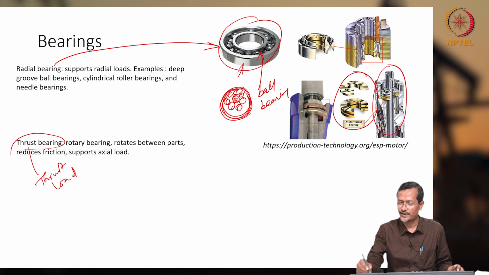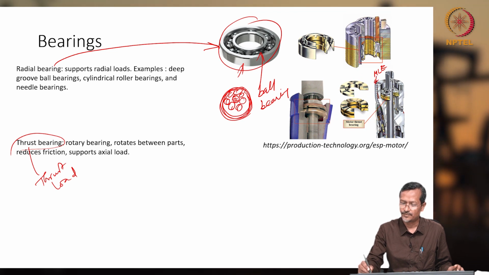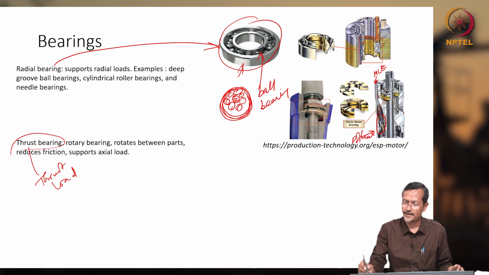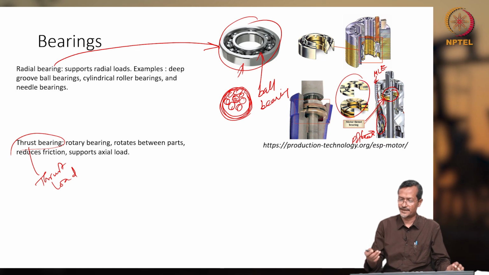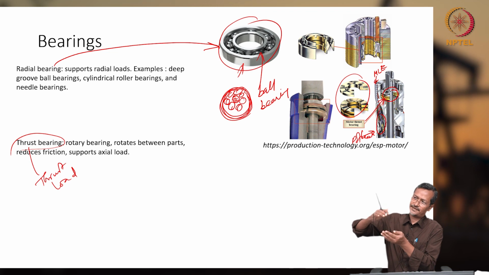So here I have taken one cutout view. Again MLE is here. Your pothead is here, and the thrust bearing is here. What is this thrust bearing? This thrust bearing is like this. I have one flat surface here.